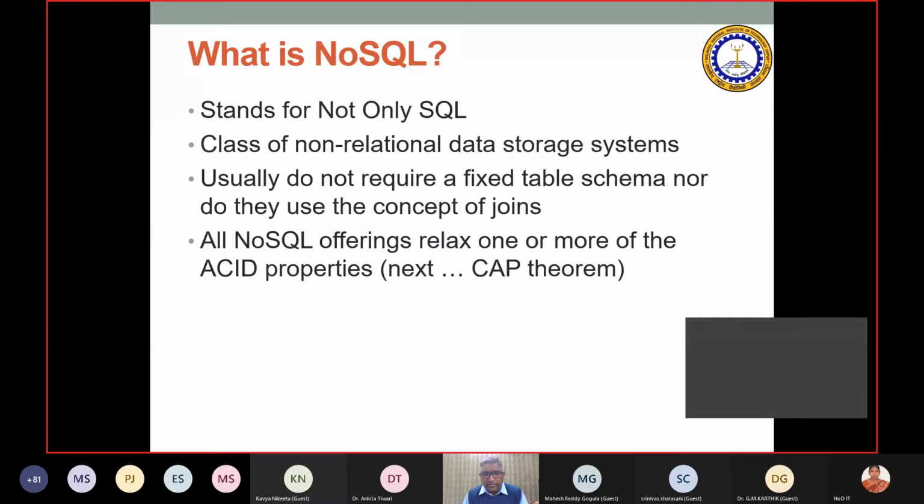I don't know how many of you remember ACID properties. ACID properties you have studied maybe in DBMS, right? Atomicity, consistency, integrity, and anybody remembers D? Right, so you must be aware of them, right? Anyway, but then there is an important theorem called the CAP theorem, right? We will come to that.